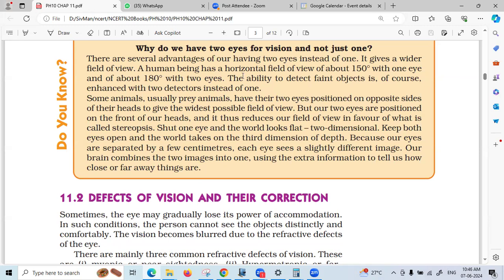Another thing is, just close one eye and try to see a wide area. The amount of region or the angle of view will be 150 degrees. 180 degrees is the straight line.